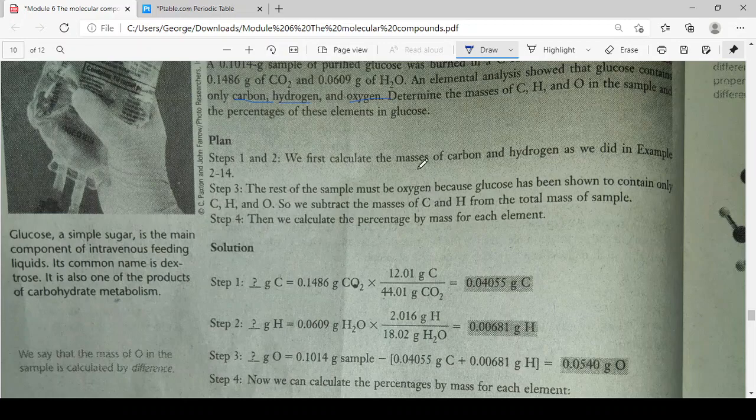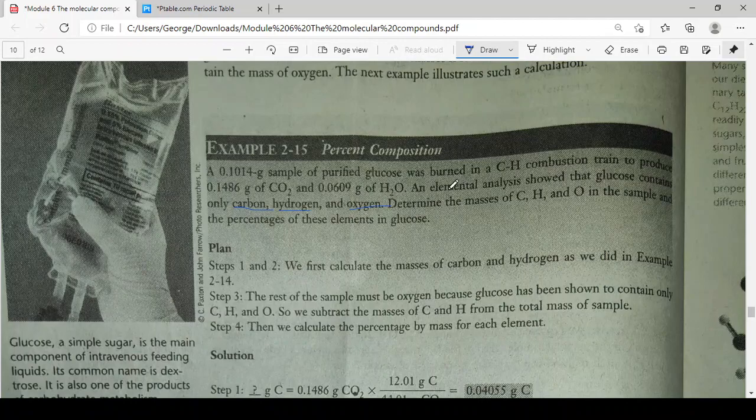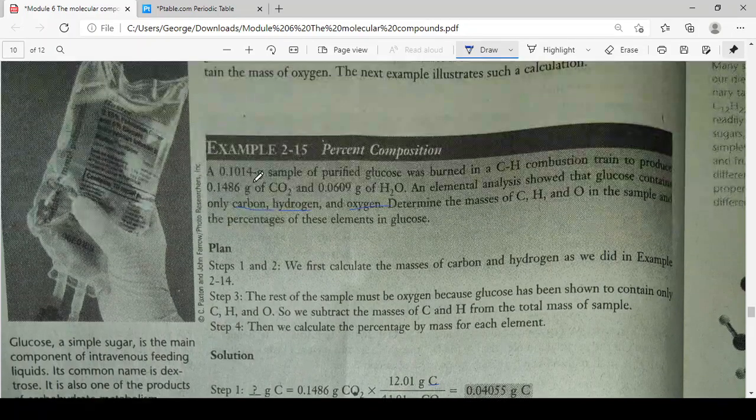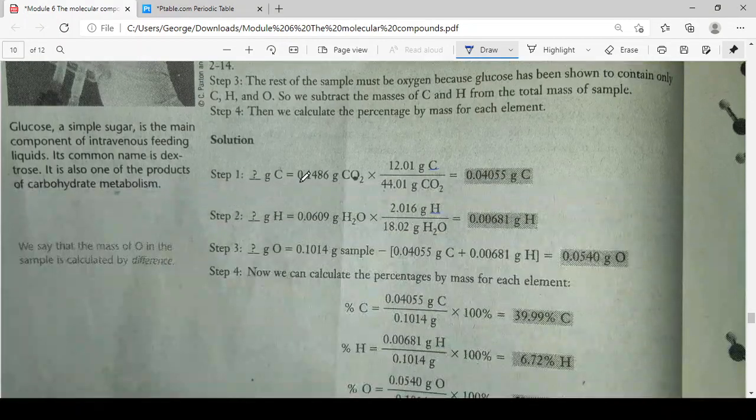So step 1 and step 2, we calculate the masses of our carbon and hydrogen. For carbon, the 0.1486 is from the carbon dioxide. Simply write it down below when you are writing for your carbon in step 1. 0.1486 times 12.01, divided by its formula weight and by the mass of the sample. Cancel all like units as usual. Multiply, divide, and you will have your answer of 0.01455 grams of your carbon.